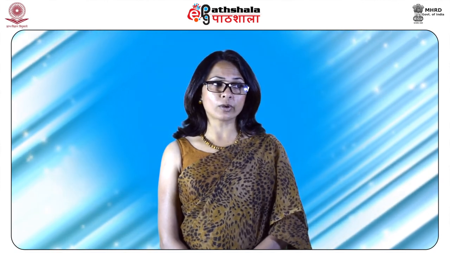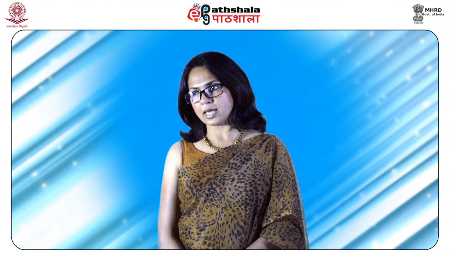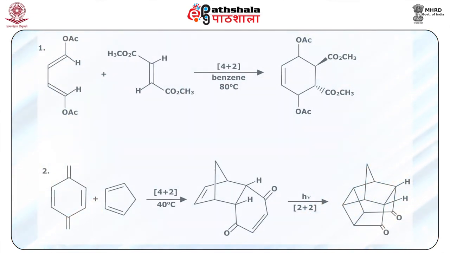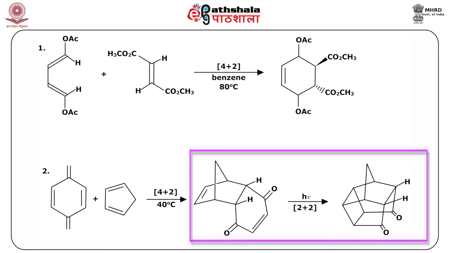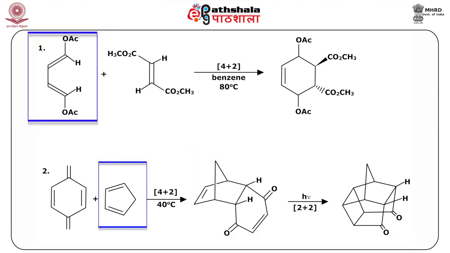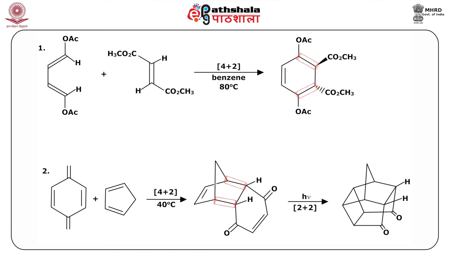The most common cycloaddition reaction is the 4+2 cyclization, known as the Diels-Alder reaction. In Diels-Alder terminology, the two reactants are referred to as the diene and the dienophile. The diagram shows two examples of 4 pi plus 2 pi cycloaddition, and in the second equation a subsequent light induced 2 pi plus 2 pi cycloaddition. In each case, the diene reactant is colored blue and the new sigma bonds in the adduct are colored red.